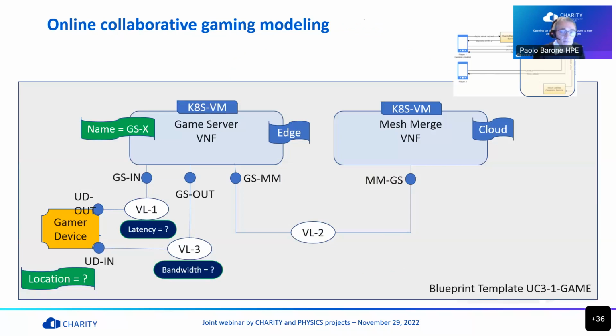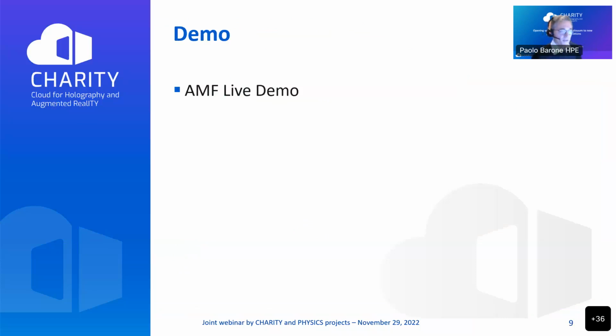The previous diagram can be represented in this way in terms of network service specification. We have an external device and two virtual network functions, each of them providing a set of connection points connected by virtual links. For the VNFs and for the device, we can specify input parameters, as an example, location or name, while for the virtual links, we can set required values for bandwidth or latency. Now, let's see how all this can be set via a live demo of the editor.